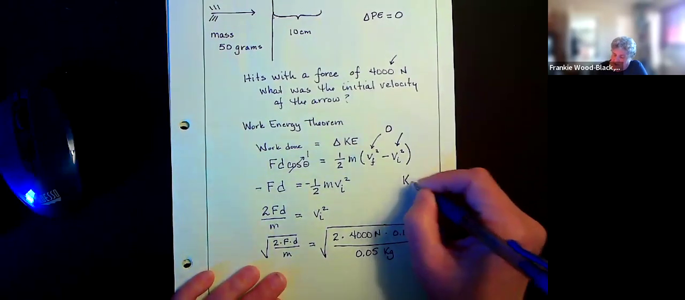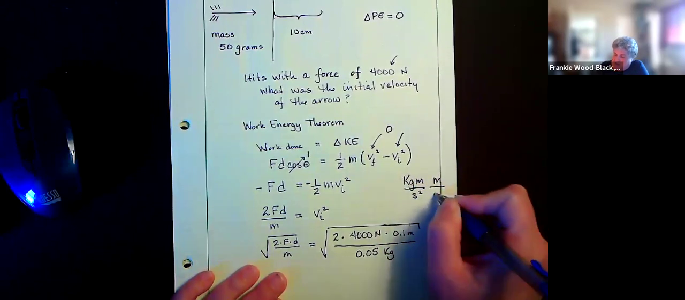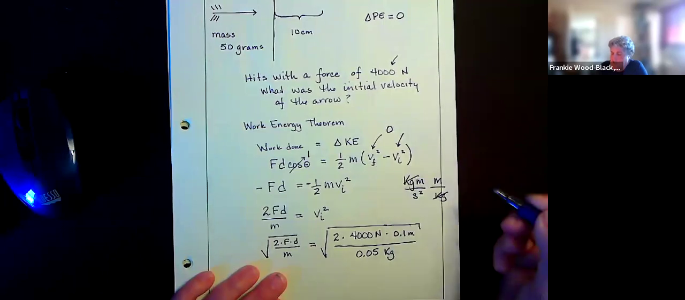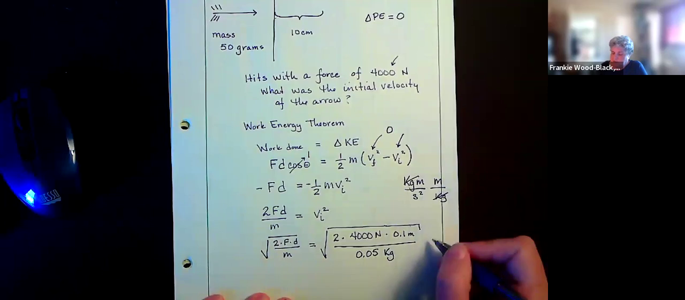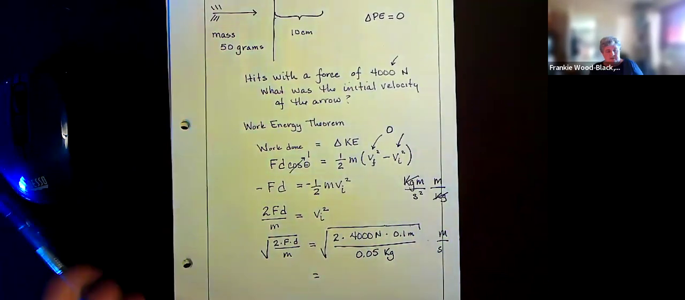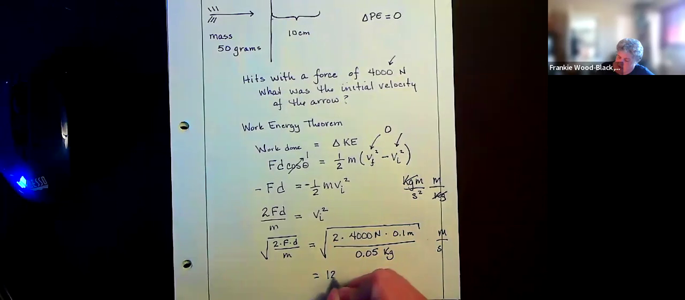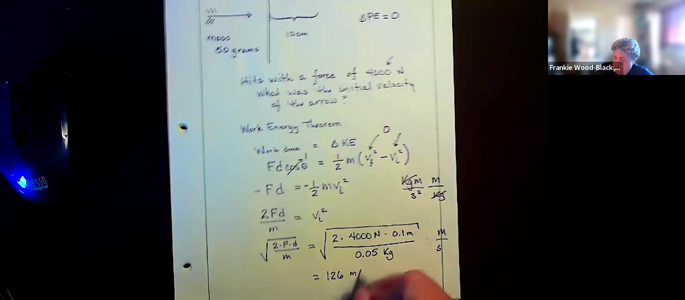So my newton is a kilogram meter per second squared. I'm multiplying by meters. I'm dividing by kilograms. Kilograms cancel. I got meters squared over second squared. So I'm going to end up in meters per second, which is exactly what I want. And so now I just plug it into the calculator. And this says it was traveling at 126 meters per second.